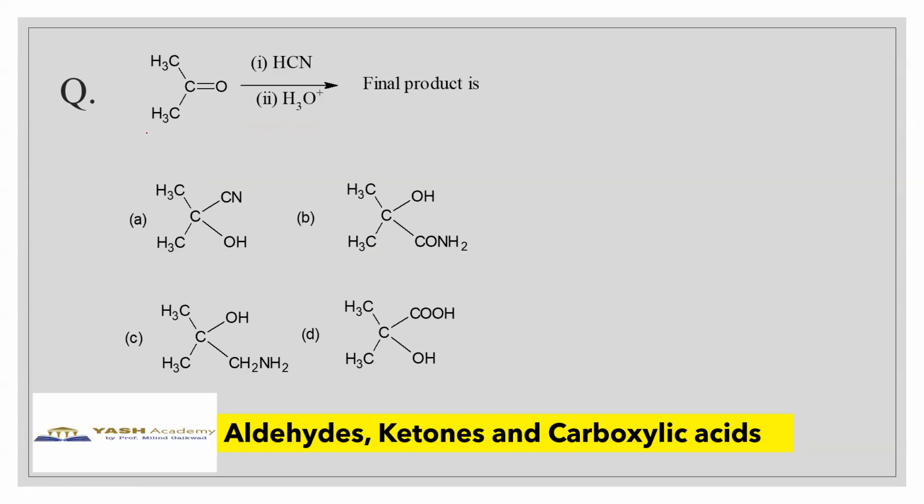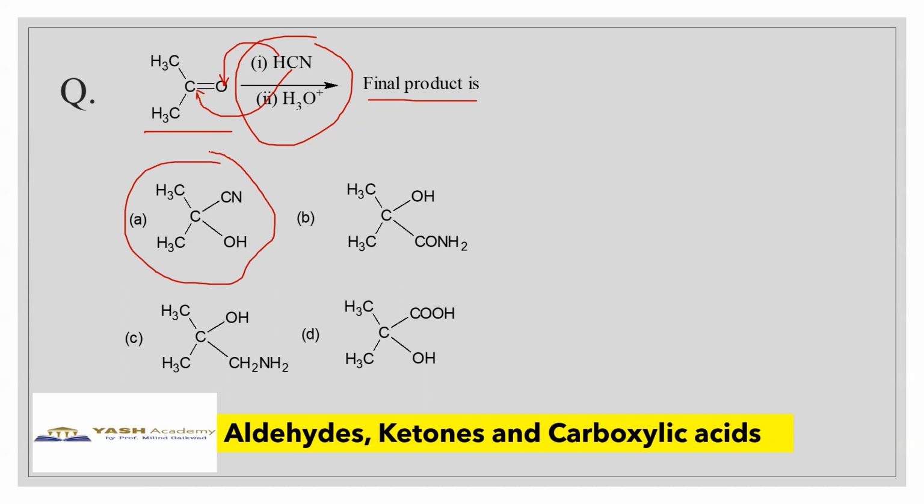Next, again the same type of MCQ is given. Acetone, these are the conditions. First condition, reaction with HCN, and second, it is followed by hydrolysis. You have to identify the final product of the reaction. So HCN, when it reacts with acetone or a carbonyl compound, then H gets attached to the carbonyl oxygen and CN gets attached to the carbonyl carbon. So such a type of compound is formed.